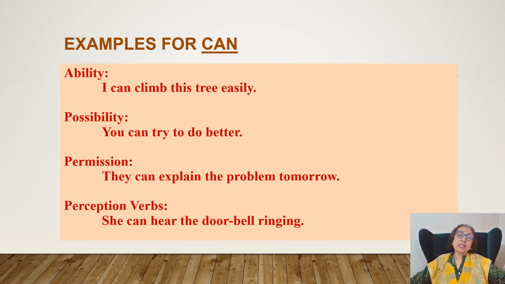Now you can also say the negatives. You can say, I cannot climb this tree easily, or I can't climb this tree easily. You cannot try to do better, or you can't try to do better. They can't explain the problem tomorrow, or they cannot explain the problem tomorrow. She can't hear the doorbell ringing, or she cannot hear the doorbell ringing. So three forms of can I showed you in the first slide, and here we have used them in these sentences.